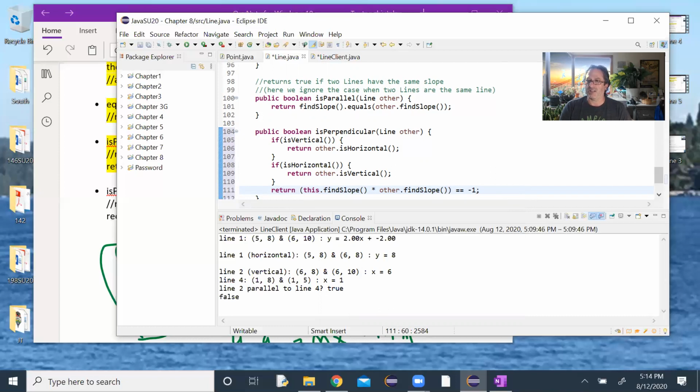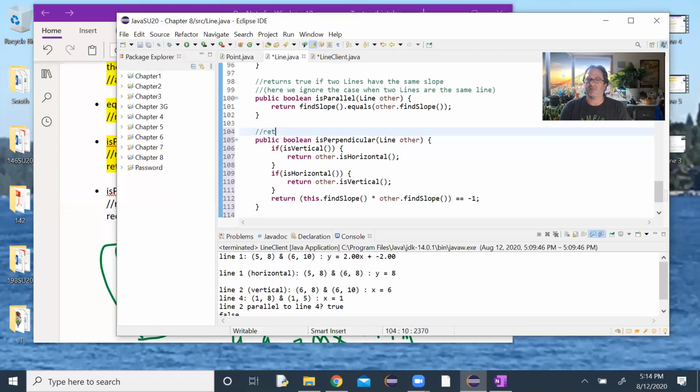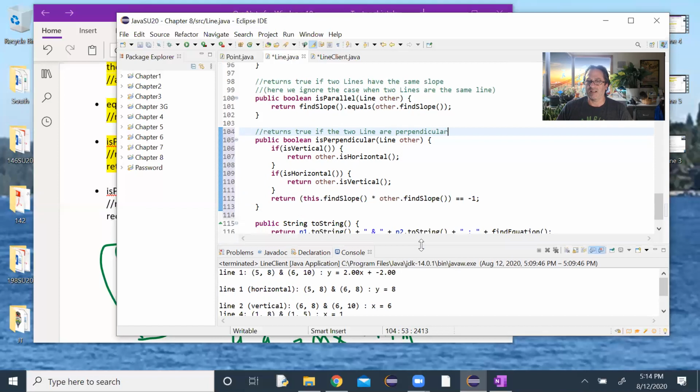If it's true, it's going to return true. If it's false, it's going to return false. And if that product is -1, that's what makes the lines perpendicular. So that'll return true if the two lines are perpendicular. So we'll say here returns true if the two lines are perpendicular. Okay, so I think that code is done. Similar to the other methods, it's actually the testing that will take longer.